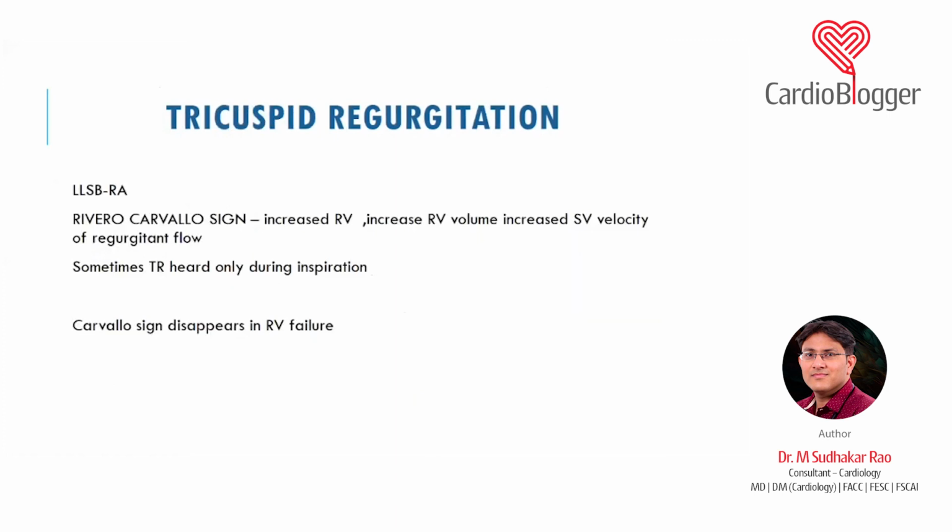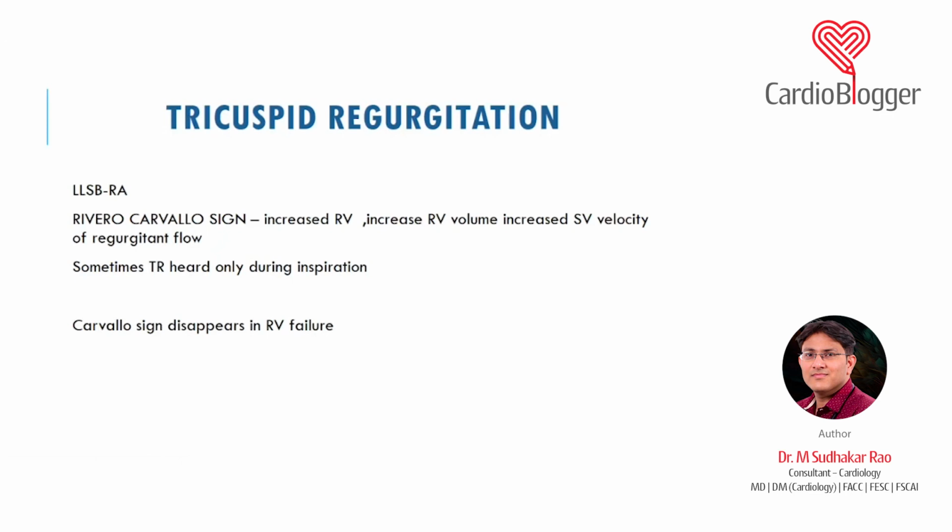The tricuspid regurgitation, I want to discuss one more important finding. What things increase the intensity of a TR? So we know that inspiration increases the intensity of TR, because on inspiration there is an increased venous return from the RA to the RV, and so the RV stroke volume increases. So inspiratory increase in TR is also known as Carvallo's sign. And this disappears in patients with RV failure.